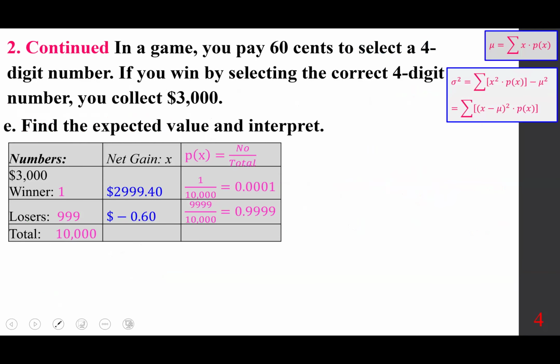We're going to continue with the same question. The next part is asking to find the expected value and interpret it. Number one, this table comes from the previous page. Number two, reminding you of the formulas for discrete probability. Mu is summation of x p of x. Sigma squared is the variance: summation of x squared p of x minus mu quantity squared, or summation of x minus mu quantity squared times p of x.